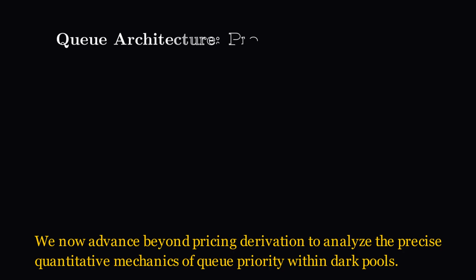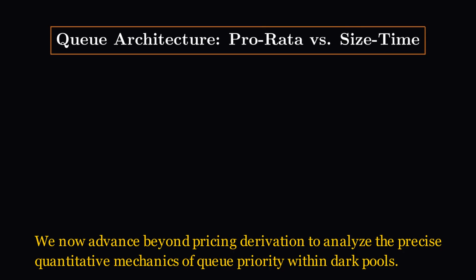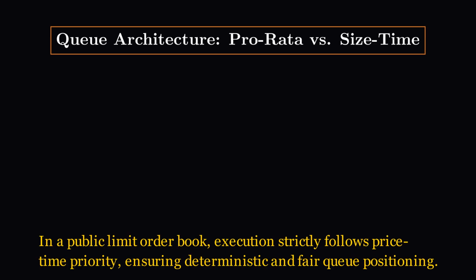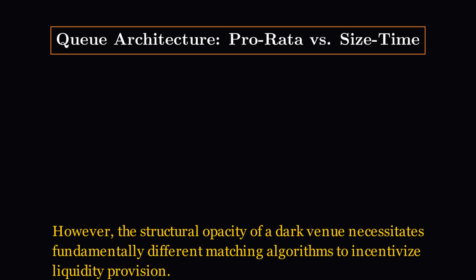We now advance beyond pricing derivation to analyze the precise quantitative mechanics of queue priority within dark pools. In a public limit order book, execution strictly follows price-time priority, ensuring deterministic and fair queue positioning. However, the structural opacity of a dark venue necessitates fundamentally different matching algorithms to incentivize liquidity provision.